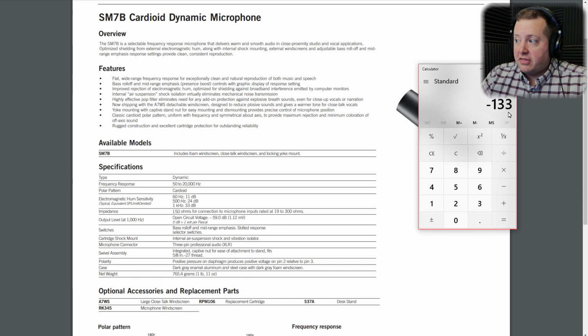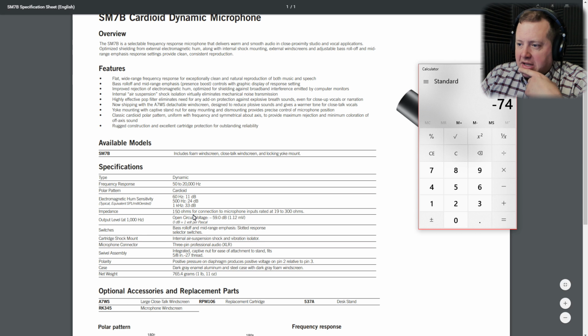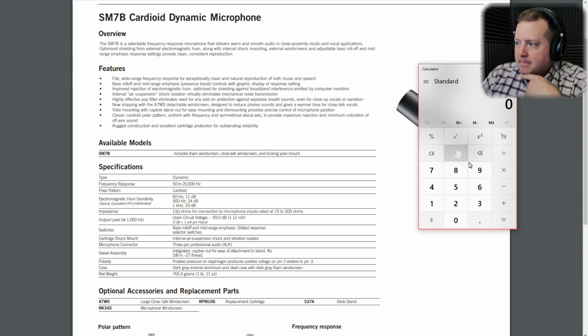So 133 decibels minus 59, that's going to get us the signal to noise ratio of 74. So based on this 74 right here, we're going to plug that in at 94 decibels. 94 decibels minus this right there. Signal to noise ratio is going to give us 20 dB of self noise on an SM7B.